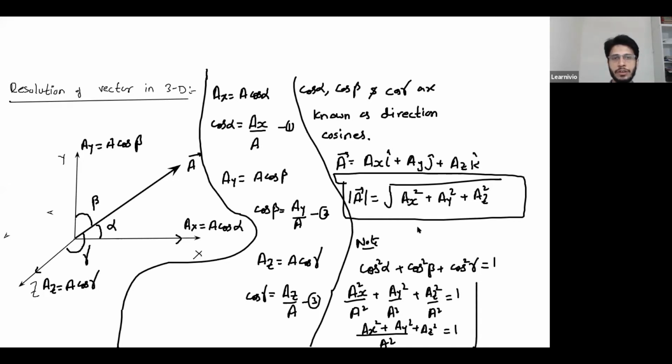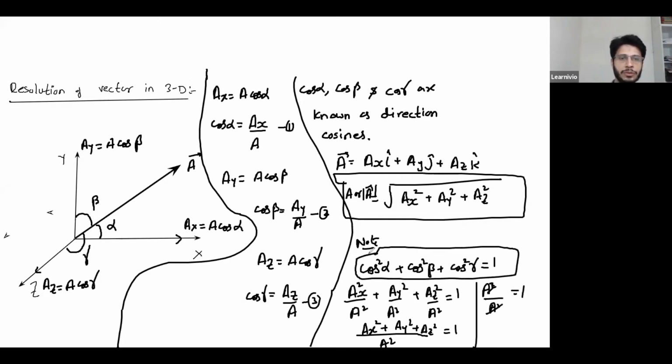Root over ax square plus ay square plus az square is the magnitude of a. So can I write ax square plus ay square plus az square as a square? The reason is that this is the magnitude. You can represent your magnitude either in modulus, or simply write it as a. So a square by a square comes out to be 1. This is what we were supposed to prove, that cos square alpha plus cos square beta plus cos square gamma is 1. So that was about vectors.